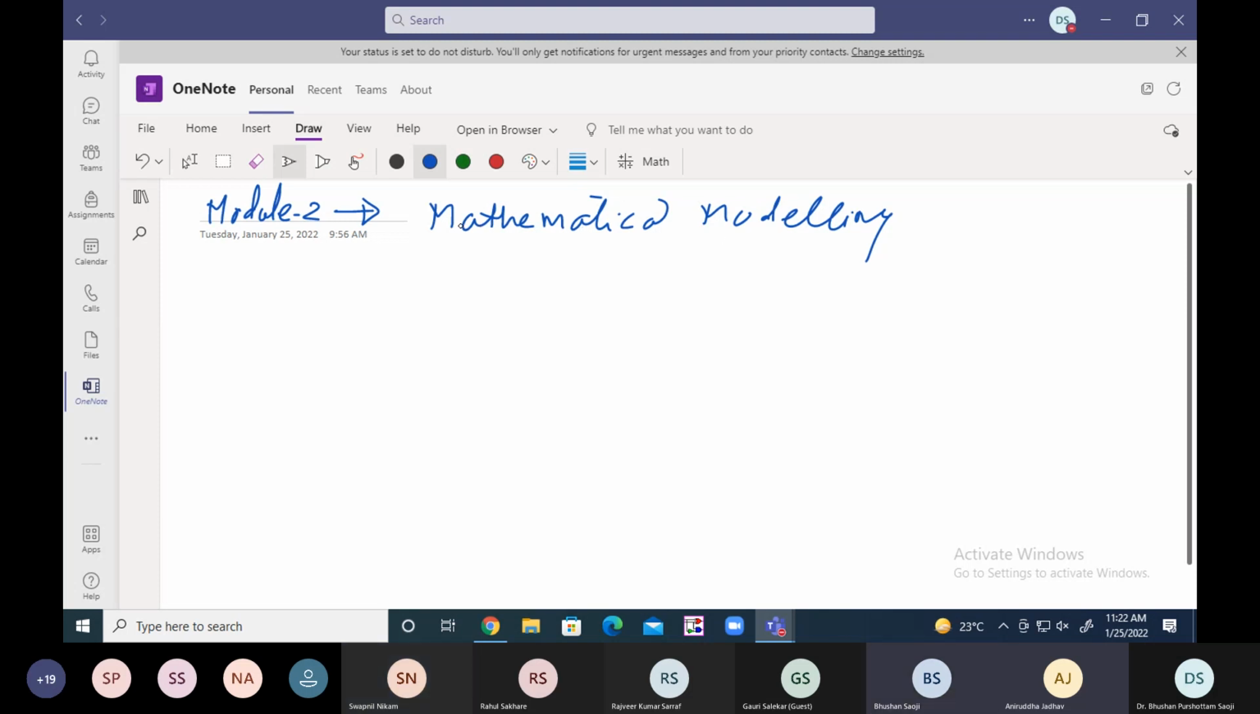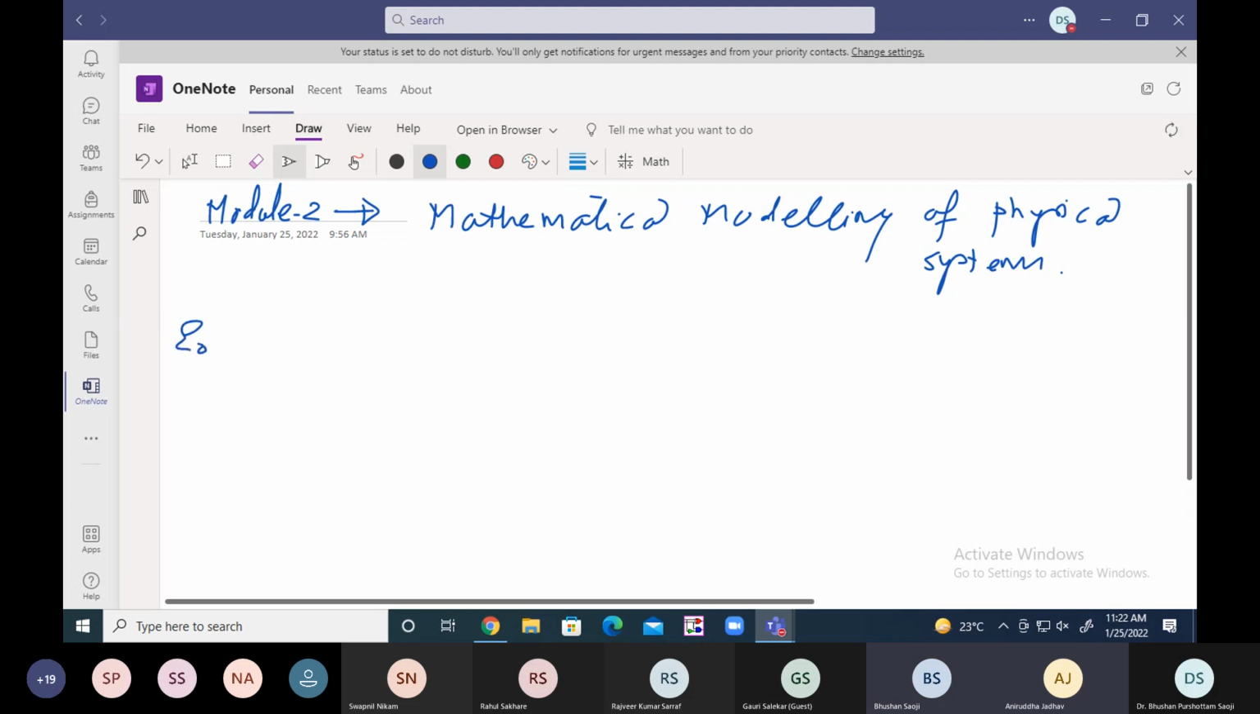Mathematical modeling of physical system. I just want to brief you about mathematical modeling of physical system. Now, in this one, we will see one of the example. Execute a project within the boundaries of scope and let us say this is current.